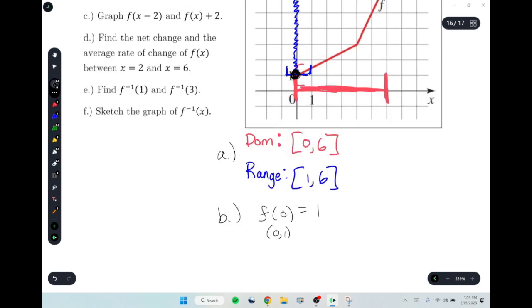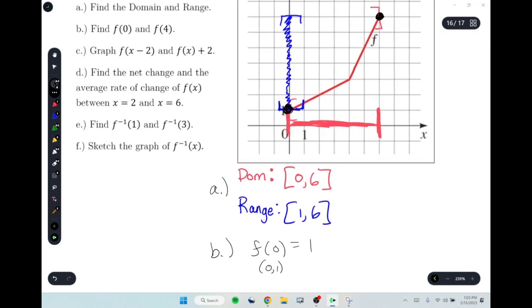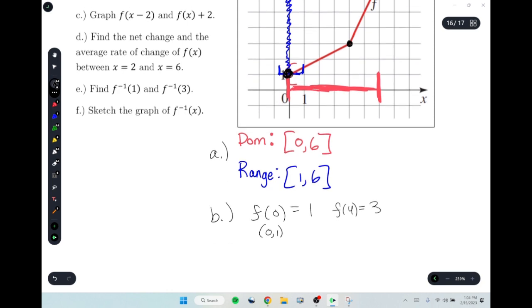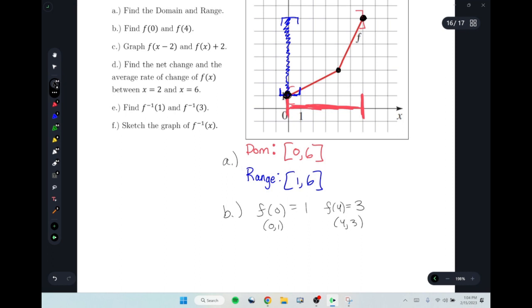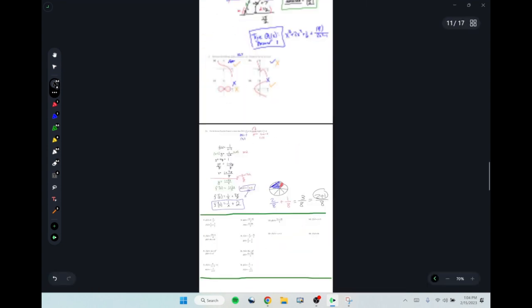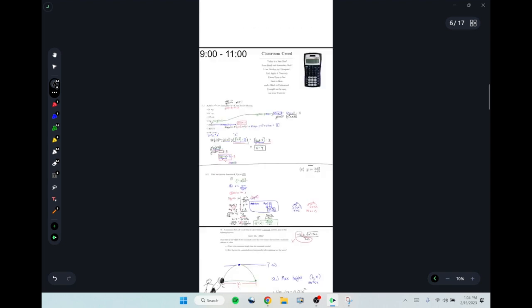So, f of 4 equals 1, 2, 3, 4. Looks like 4, 3. So 3, which is the point 4, 3. Man, they're giving us tons to do. I'm going to run out of room on this graph. Wait, no, we're good. I'm just going to get it again.